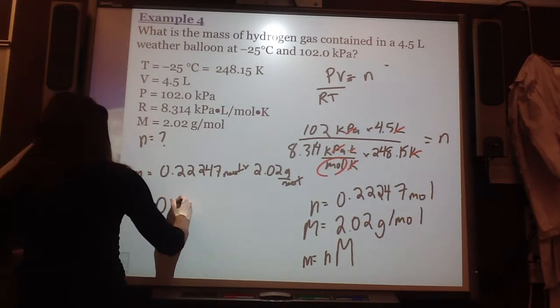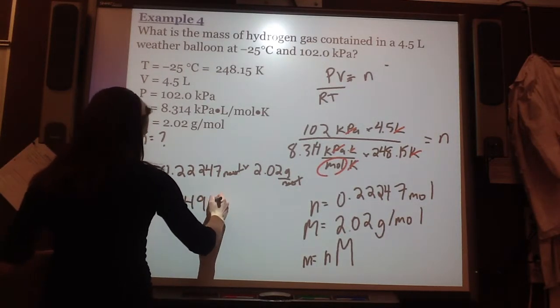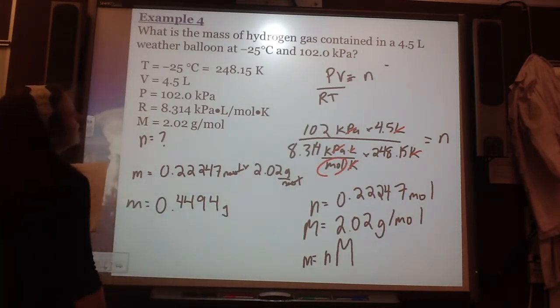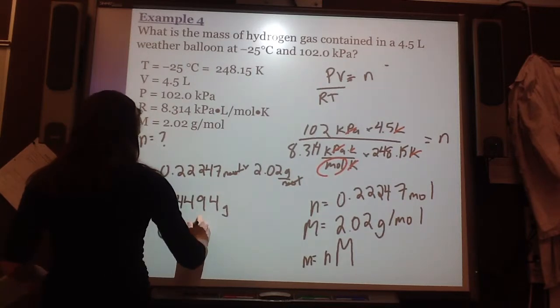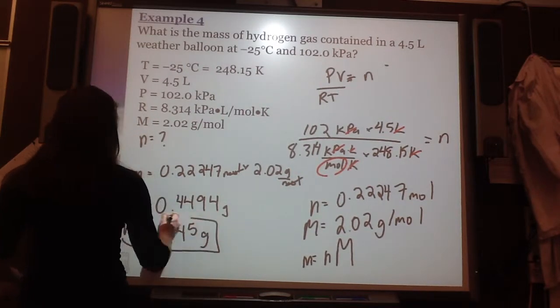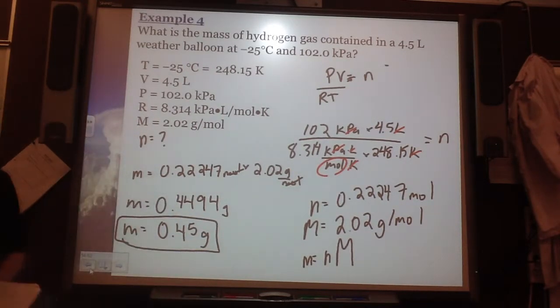So mass is 0.4494 grams. To 2 sig digs, I need 2, so that is 0.45 grams. And that is your final answer.